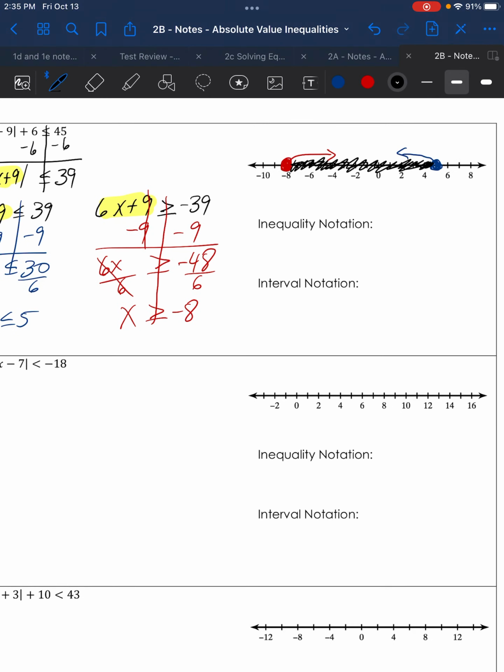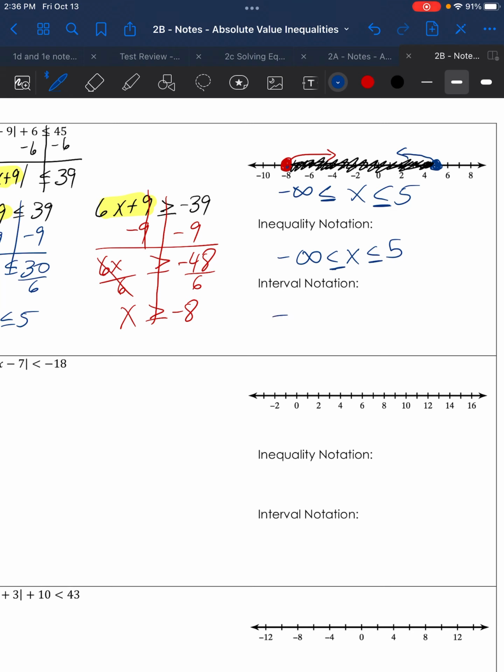So inequality notation, this one's a little more straightforward. Start at -8, because that's where this point is, and it is going to go to 5. So that's your inequality notation. But I did forget something. They're filled in circles, so they've got to be equals.